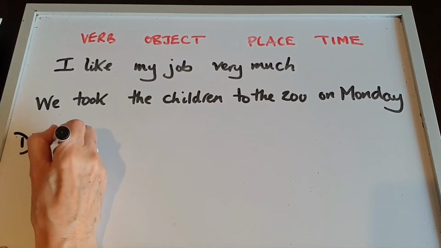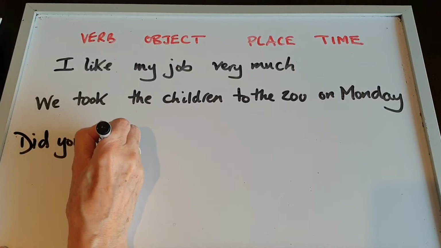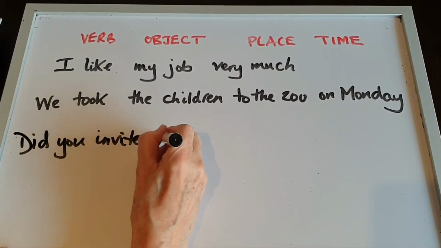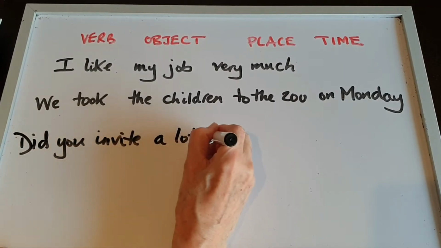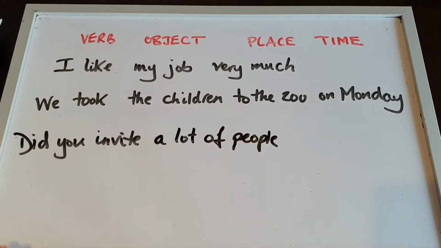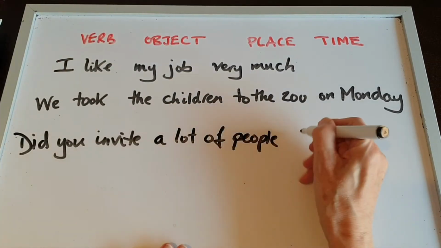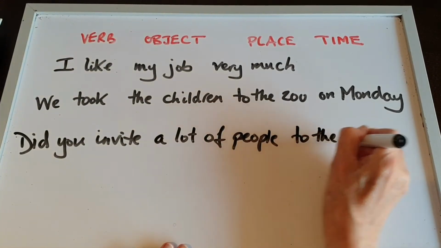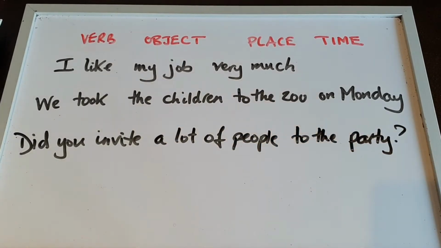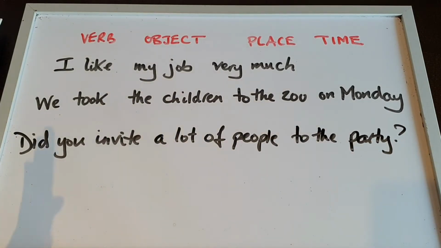Did you invite, the verb? A lot of people. Did you invite a lot of people, the object, to the party? Did you invite a lot of people to the party? The place. So it's verb, object, and then place and or time.